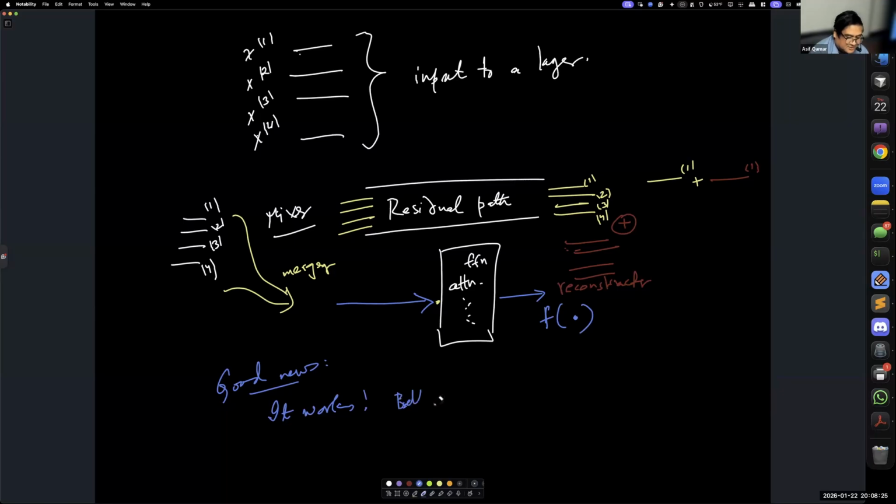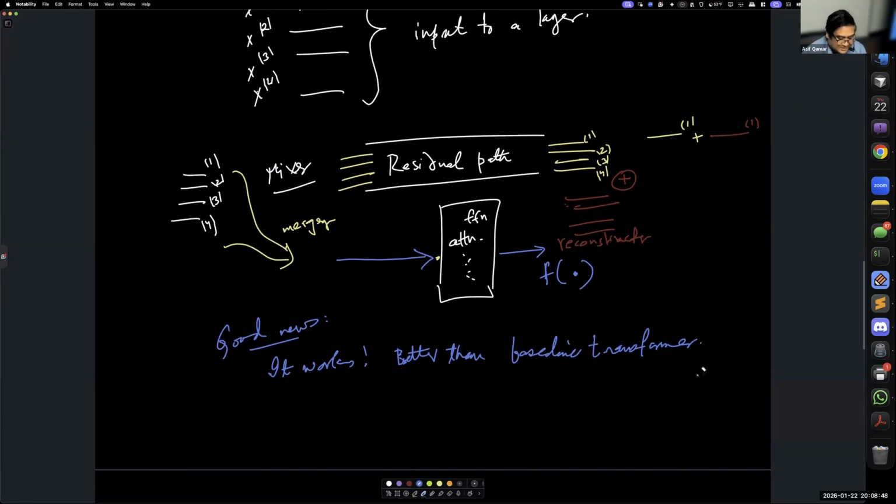Better, of course, than the baseline transformer. In other words, the normal way of doing it, right? With a single residual channel. Better than that. So, hooray, that's a great deal. But bad news too came along with it.